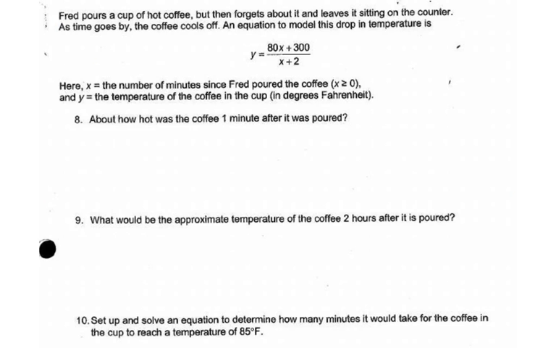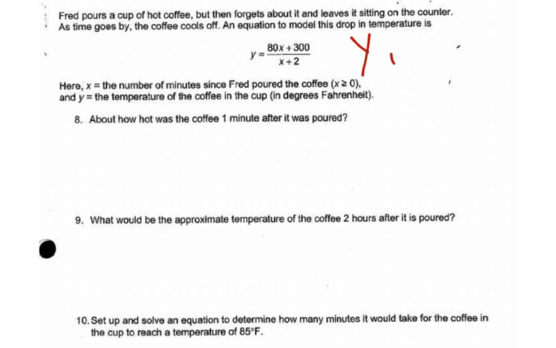Okay, Fred pours a cup of hot coffee, but then he forgets about it and leaves it sitting on the counter. As time goes by, the coffee cools off. An equation to model this drop in temperature is y equals 80x plus 300 over x plus 2. Here, x equals the number of minutes since Fred poured the coffee, and y equals the temperature of the coffee in the cup. About how hot was the coffee 1 minute after it was poured?